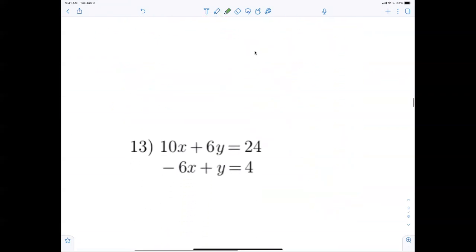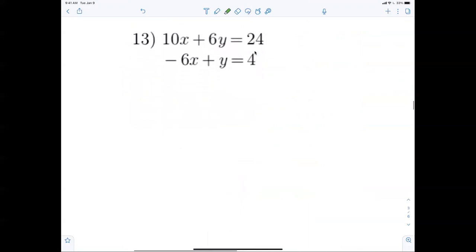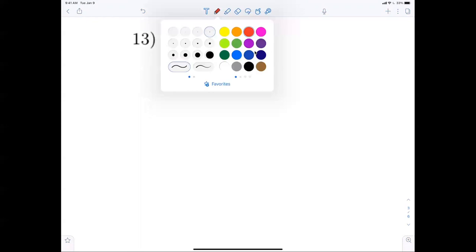So here we go. Let's look at 13. Shh. So what do you think I should do, Molly? You don't have to multiply anything by negative 1. No, you can't. Yes. You have to multiply by something, though. What are you thinking?